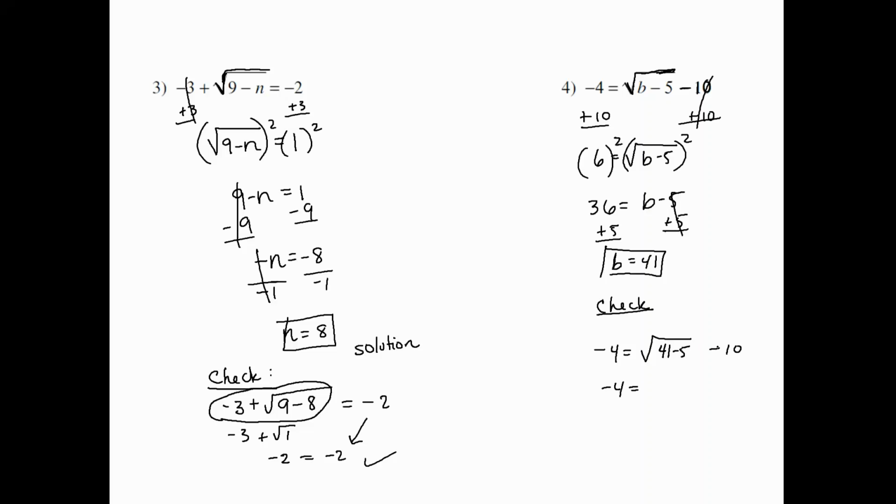Let's see, 41 minus 5 is 36. The square root of 36 is 6. And 6 minus 10 is minus 4. So minus 4 does equal minus 4. So this one is a solution.